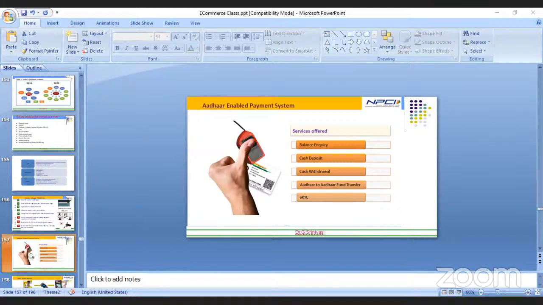And what are the benefits we have with BIM? A single app for sending and receiving money. So we are using only a single app for receiving and sending money. 12 regional languages, single interface. See, if you go for other payment wallets, we can get them only in English, but this we can get in 12 regional languages.